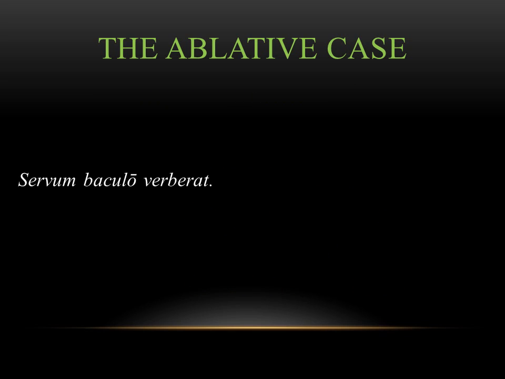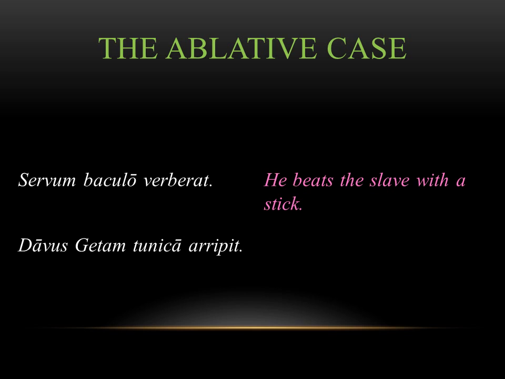Look at a few examples. First we have servum baculo verberat. And then we have Davus Getam tunica arripit. Now in English, these mean he beats the slave with a stick, and Davus grabs Geta by the tunic. And again, you want to notice the ending on these two nouns. Baculo, with its long O ending, is telling you it's a second declension ablative. And tunica, with its long A ending, is telling you it's a first declension ablative. And again, remember, the long vowel is one of the markers that you're seeing the ablative case. Now look how we translate it in English. In the first sentence, we're translating the ablative by saying with a stick. The word with is showing up.